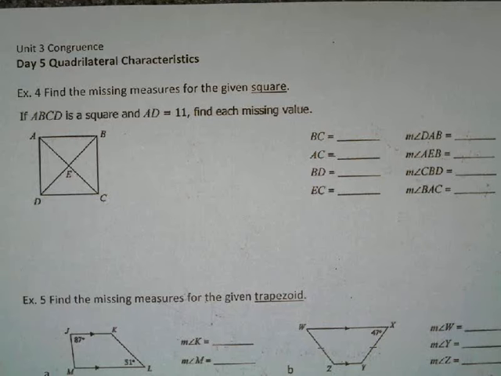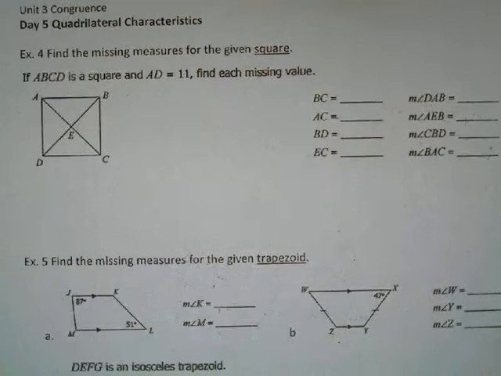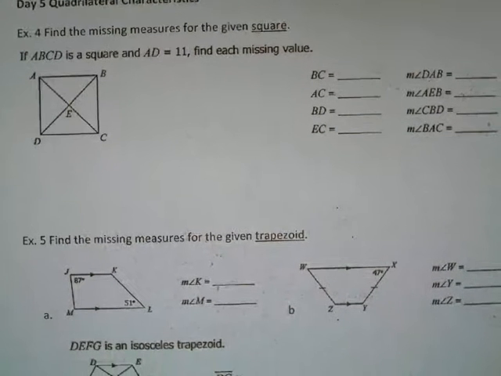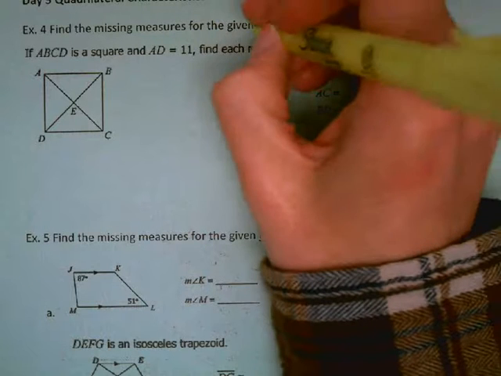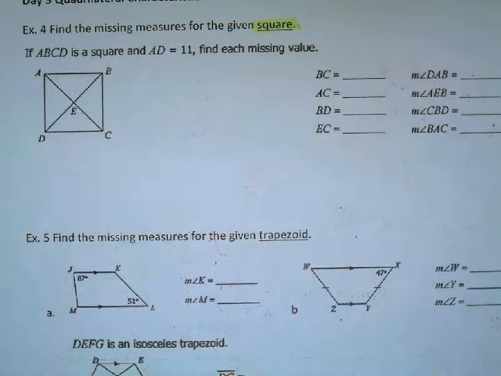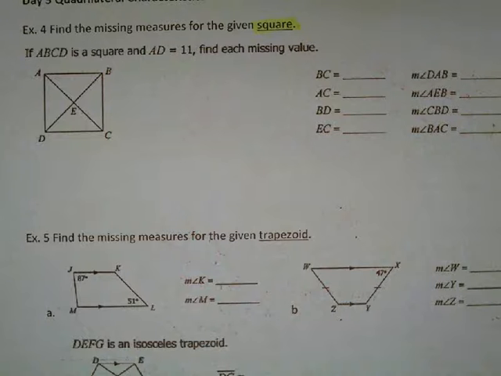Okay, now we're going to look at the back, or example 4 of day 5, characteristics or properties of quadrilaterals. Find the missing measures of a square. So now we have to remember, in a square all 4 sides are congruent, all 4 angles make right angles, diagonals are perpendicular, and diagonals bisect each other.